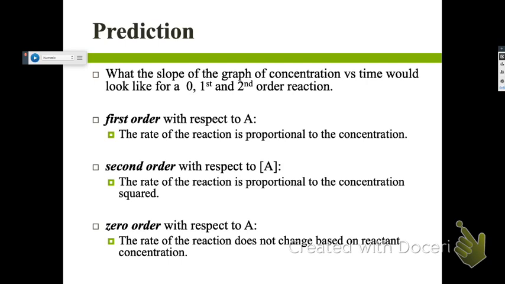What about second order concentration versus time? So there, rate equals k times concentration squared. How does the slope change? Well, Leah? The initial rate probably would be as high because you're more reactive. Does that make sense?